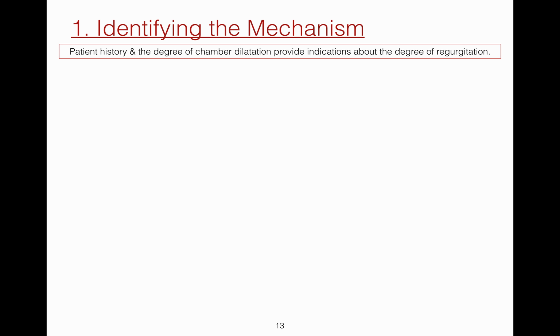Blood is incompressible, so the regurgitant volume must be contained in the chamber affected. Therefore, the degree of chamber dilatation, together with patient history, provides indications about the degree of regurgitation. This is particularly the case for mitral and tricuspid regurgitation.